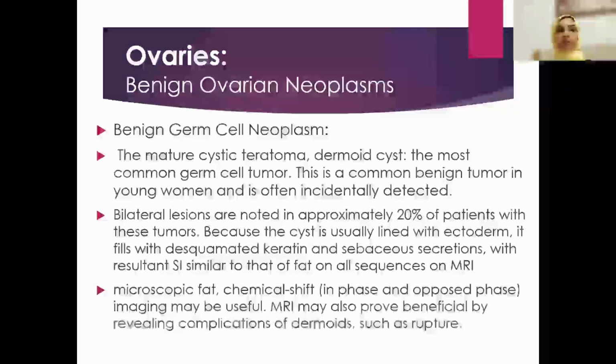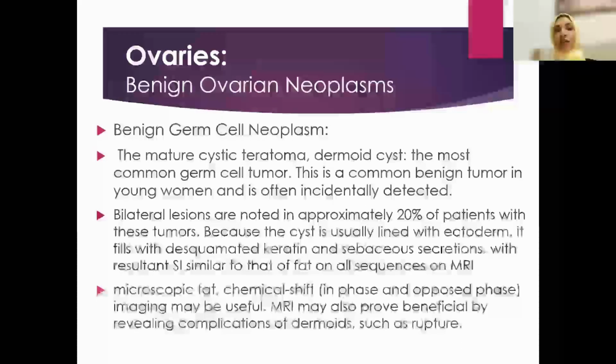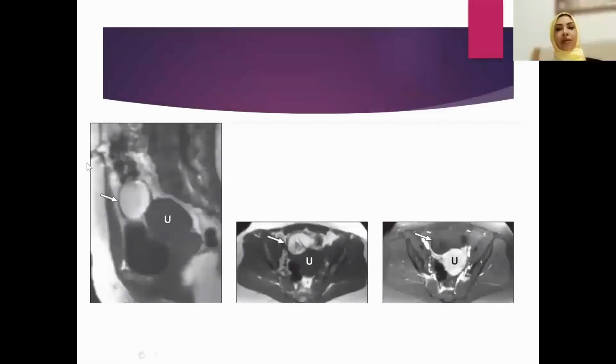Sometimes this fat is microscopic. You cannot see it by eye, or sometimes if the dermoid has ruptured. So the tool here is to do one of the chemical shifts phases, in phase and out phase, in order to detect microscopic fat.